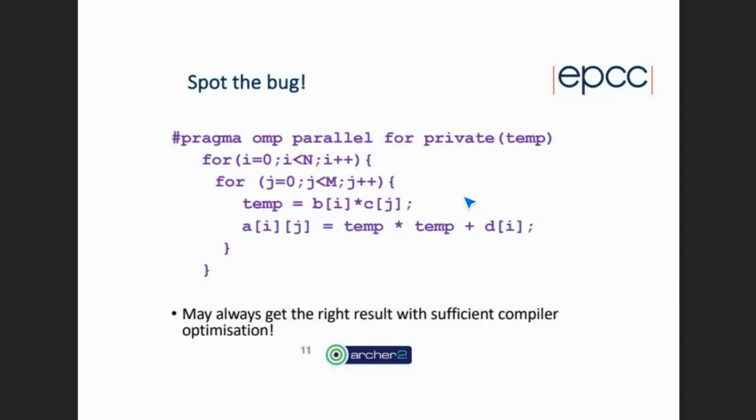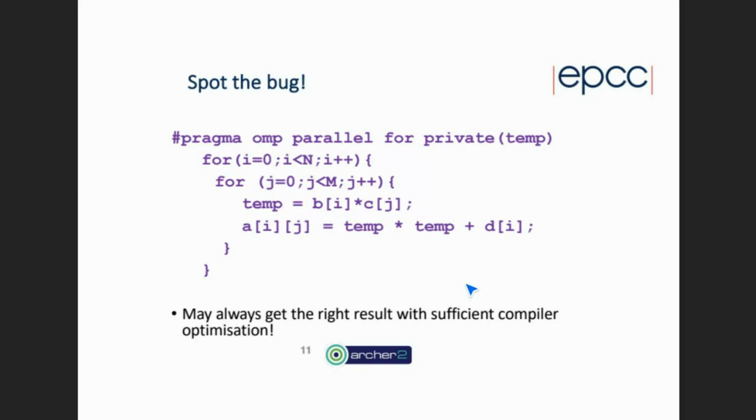Yeah, so you will never see it. With enough compiler optimization, this might run correctly, and you'll never pick it up as a bug just by regular testing. And then suddenly one day you give the code to somebody else, or you change compiler, or you don't turn compiler optimization on, and then suddenly you have a bug.